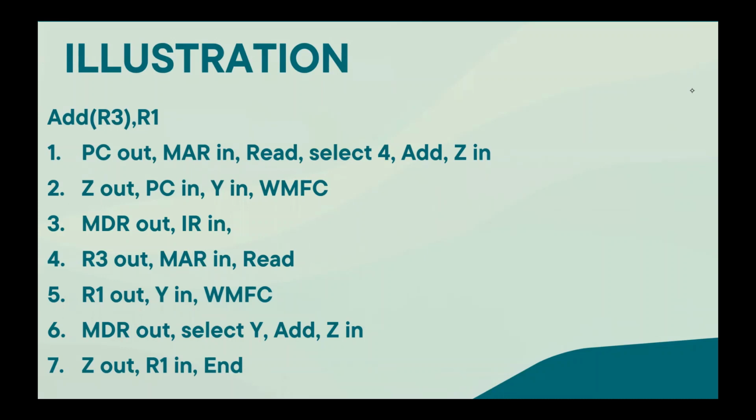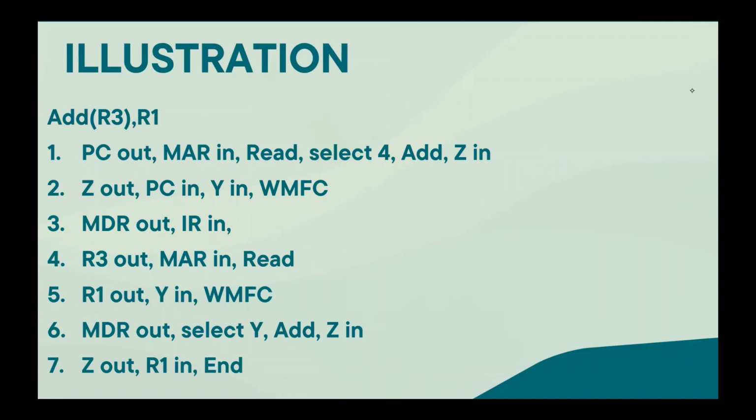In these total 7 steps, the first, second, and third steps are the instruction fetch phase, and that is common for all instructions. And from step 4 to 7, it consists of the instruction execution phase. The fourth step is R3 out, MAR in, and Read. This is to activate the control signal. In this step, data is transferred from R3 to the MAR, and the memory read operation is initiated.